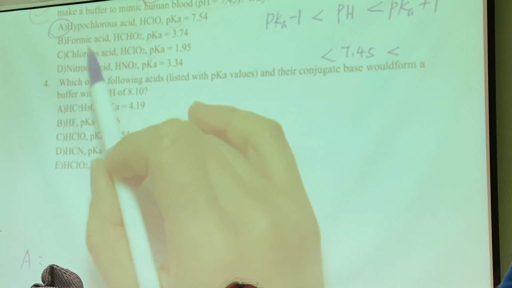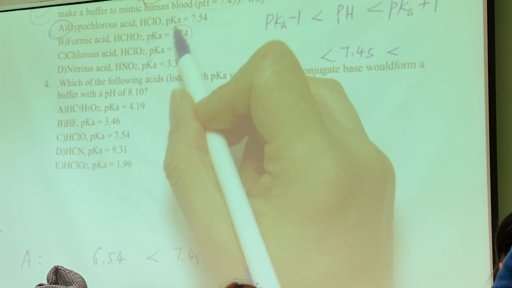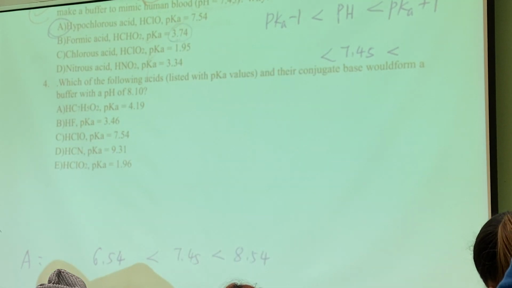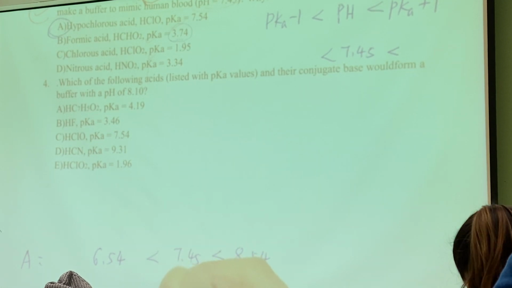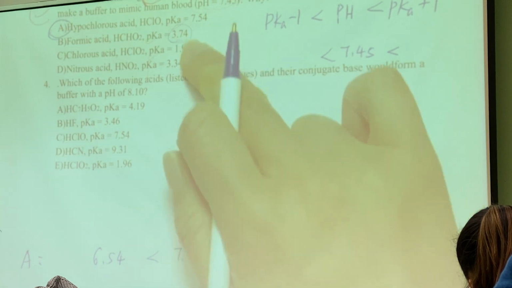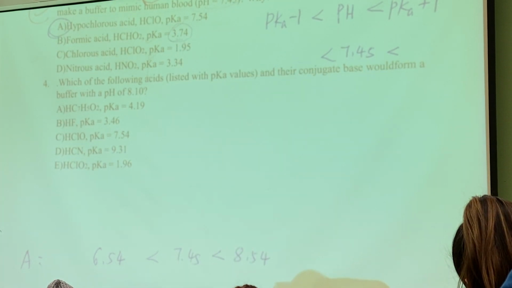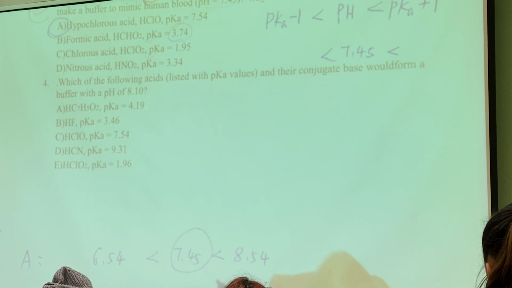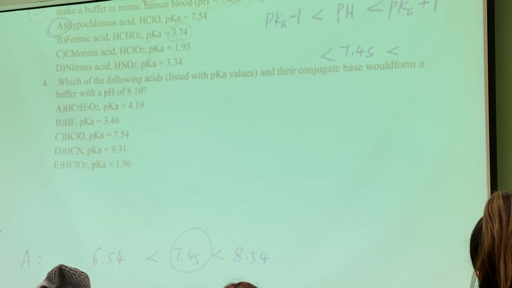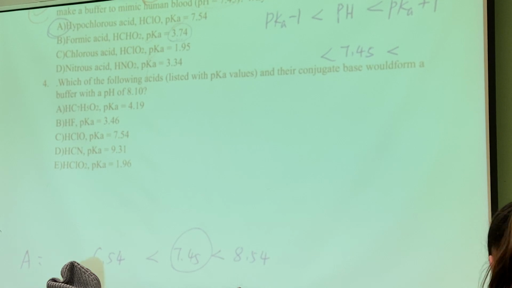Now let's say B. B is 3.74. So 3.74 minus 1 is 2.74, and 3.74 plus 1 is 4.74. Is 7.45 in this range? No, it's larger than both of them, right? So B is not right because 7.45 is larger than both of them. It doesn't meet my requirement. I need it larger than this number and smaller than this number.